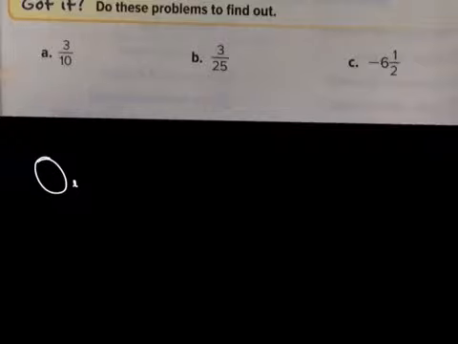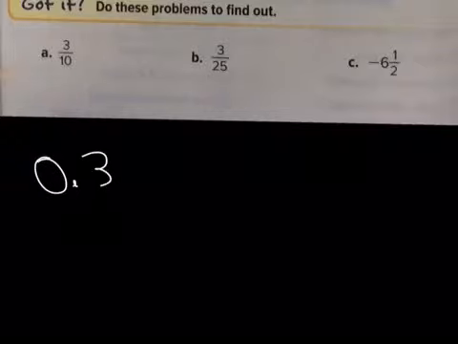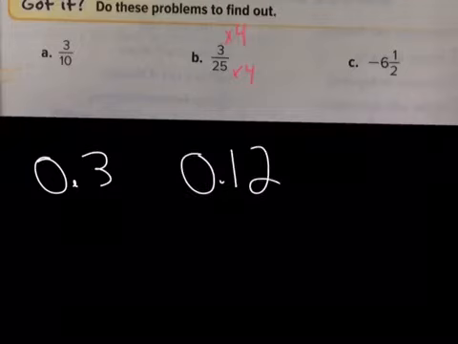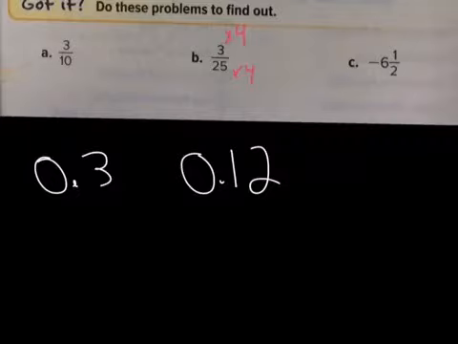The practice questions. Okay, 3/10. Simple, right? We have 3 in the tenths place. Here, I have to multiply to change it to 100, so I have to multiply 25 times 4. It's going to give me 100. So I do the same to the top, 3 times 4, and I get 12. So I get 12 hundredths. So 12 hundredths is going to be 0.12.